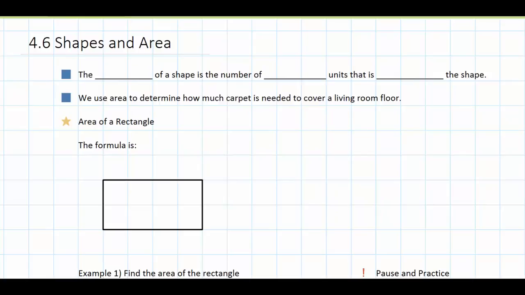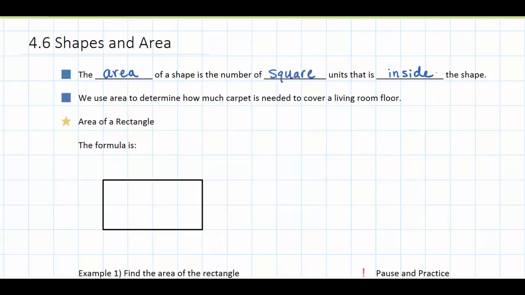Shapes and area. The area of a shape is the number of square units that is inside the shape. We use the area to determine how much carpet is needed to cover a living room floor.